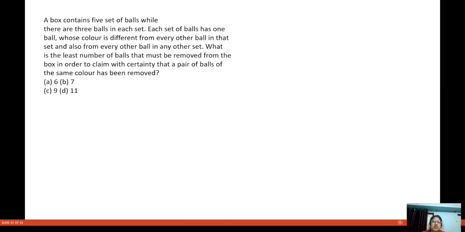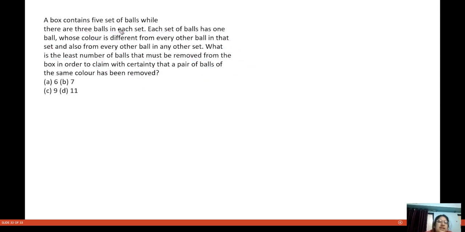Now look at this question. A box contains set of 5 balls, while there are 3 balls in each set. Each set of balls has one ball whose color is different from every other ball in that set and also from every other ball in any other set. What is the least number of balls that must be removed from the box in order to claim with certainty that a pair of balls of the same color has been removed?